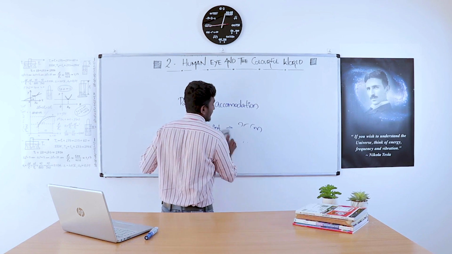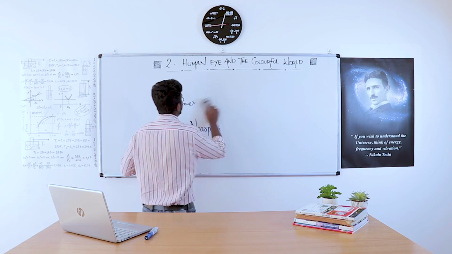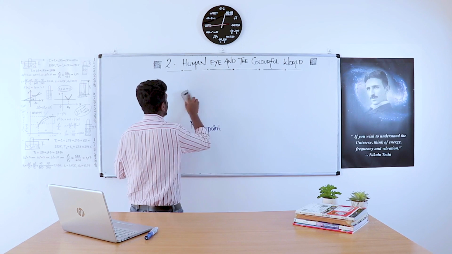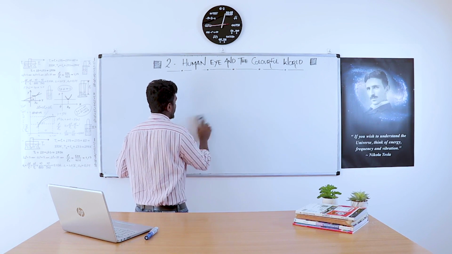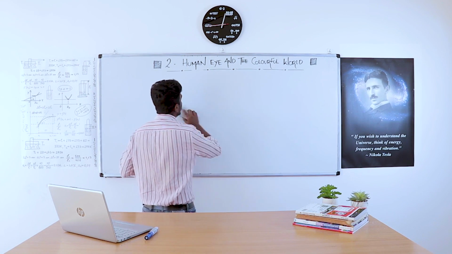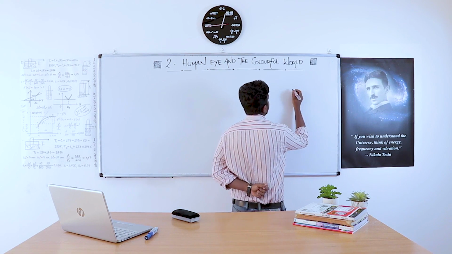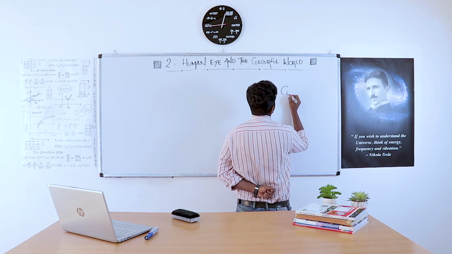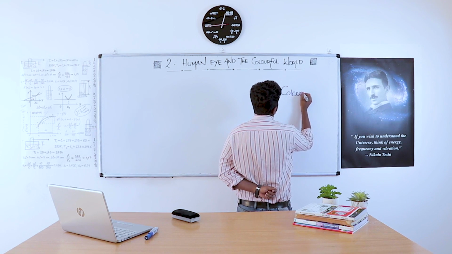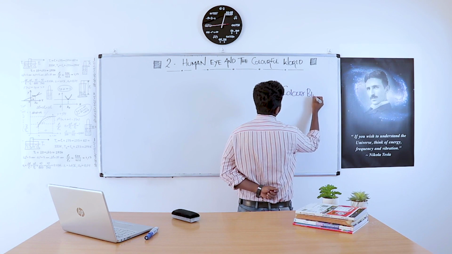Okay. Next, we are going to discuss defects of the human eye. The first defect is color blindness.